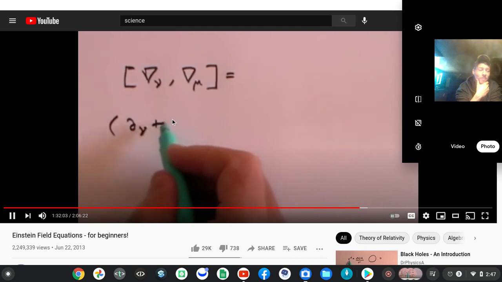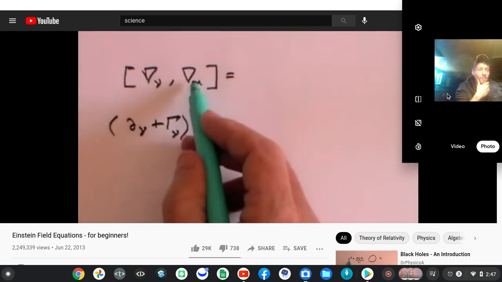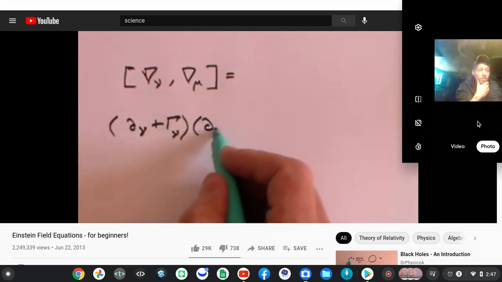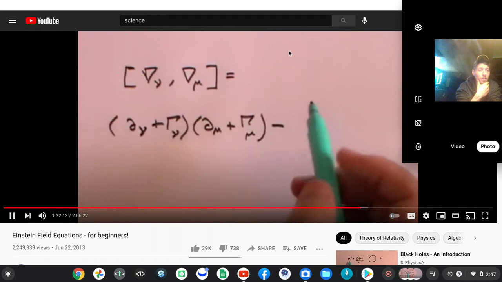d nu, I plus the Christoffel symbol associated with nu, times this term out of there, which is d mu, plus the Christoffel symbol associated with mu around here, minus values that change this over.